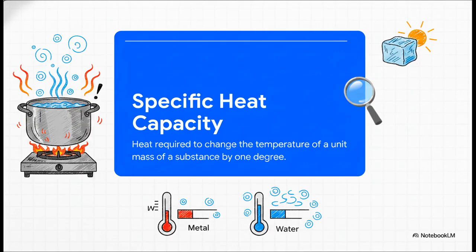This all comes down to a concept called specific heat capacity. It's exactly the amount of heat required to change the temperature of a unit mass of a substance by just 1 degree. It perfectly explains why, when you put a pot of water on the stove, the metal pot gets burning hot to the touch way before the water inside even begins to simmer. Water has a much higher specific heat capacity, meaning it takes a massive amount of energy to change its temperature compared to the metal pot.